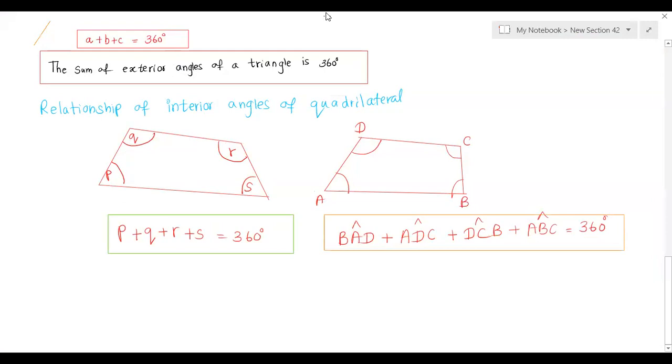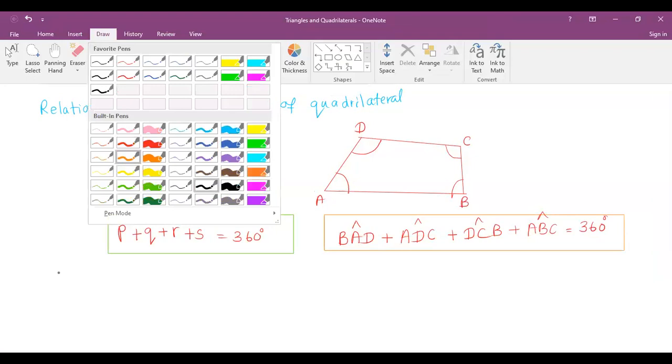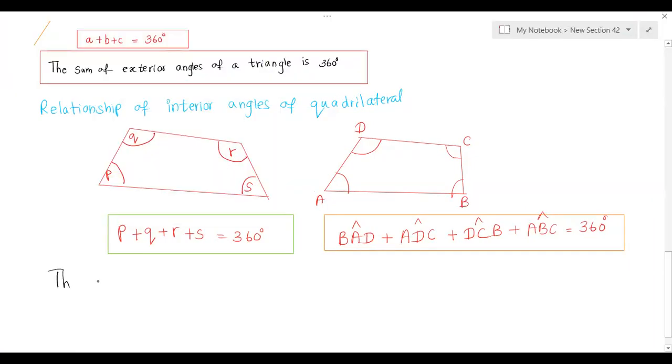Okay, then after that let's write down the relationship. The sum of interior angles of a quadrilateral is 360. Okay, write down this one.